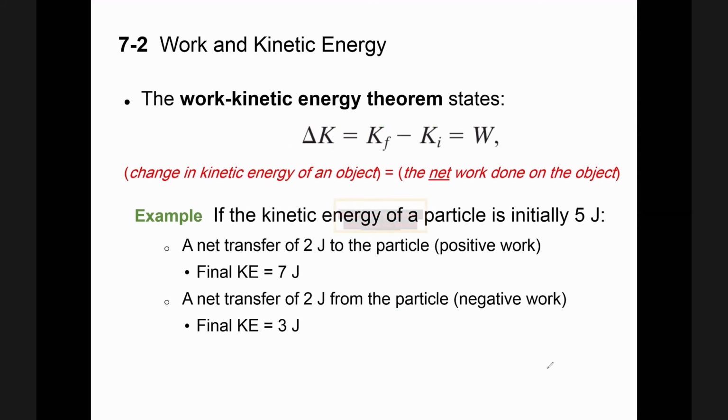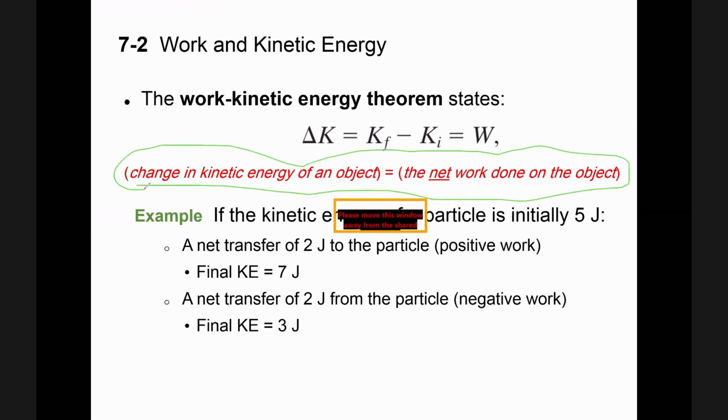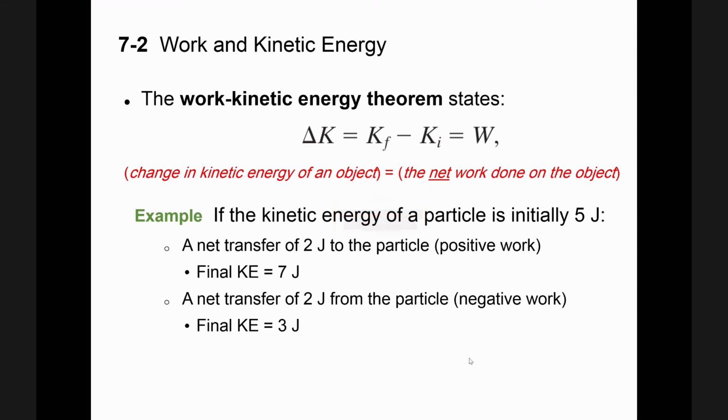يعني this is the work kinetic energy theorem, but remember, this one is important. Change in kinetic energy of an object equals the net work done on the object. مش by the object, on the object. يعني change of kinetic energy of the object equals the net work done on the object, not by the object, on the object. It's important that you learn it. طيب, we have examples طبعا.